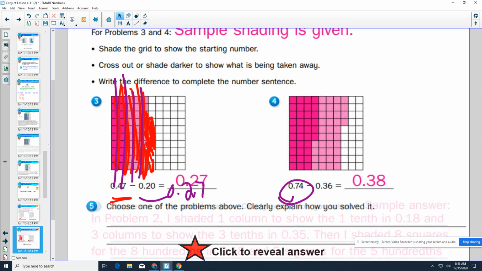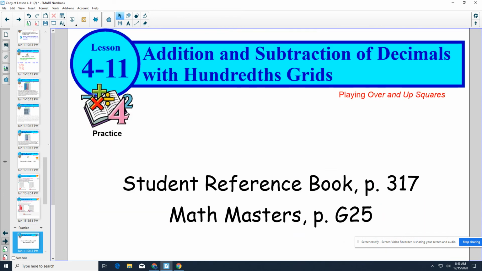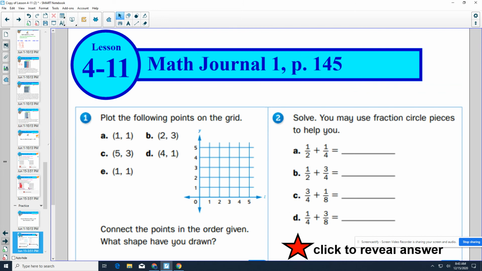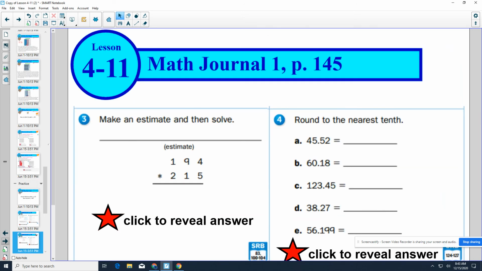Okay, and then choose one of the problems above. Clearly explain how you solve that. All right. And then in your math journal, you're practicing plotting points there. On the next part, it says you can use fraction circle pieces, or you can just solve on your own. Remember, you must have a common denominator. Okay, and number 3, you're making an estimate and then solving.